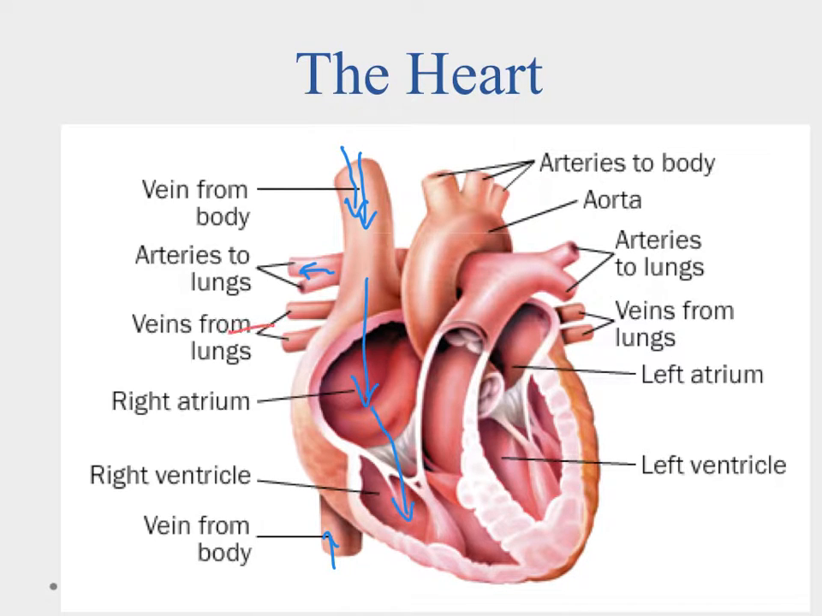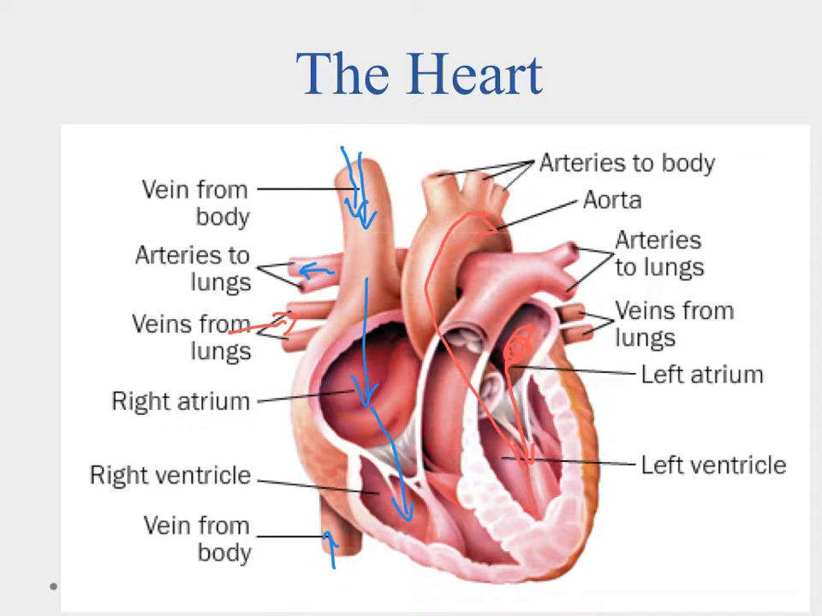So now we get blood high in oxygen here, which will flow into the left atrium down here. From the left atrium, it flows into the left ventricle, which is the biggest, most muscular part of the heart. And it has to be this way because blood here will then get forced out through the aorta, and that's what takes it out to the body.